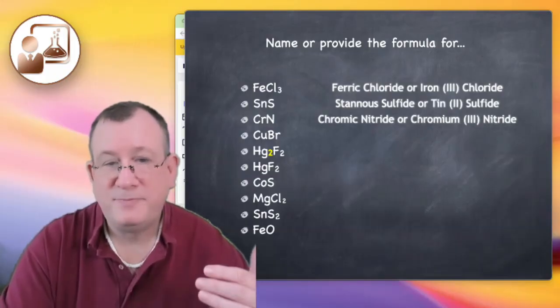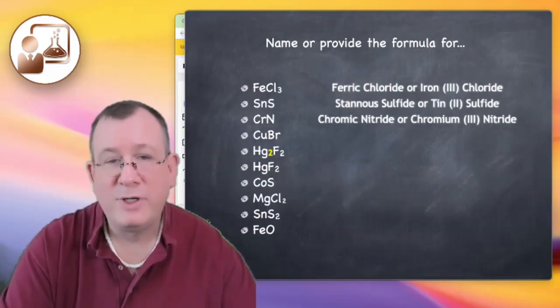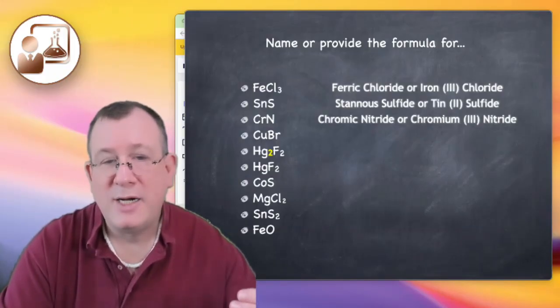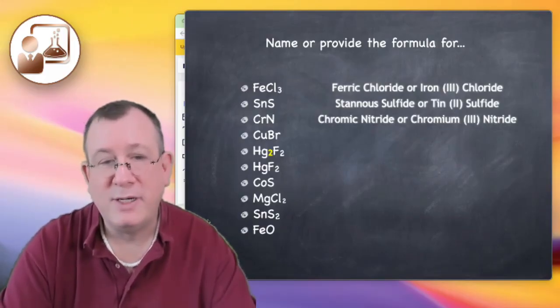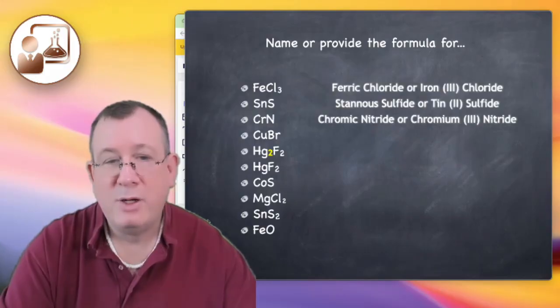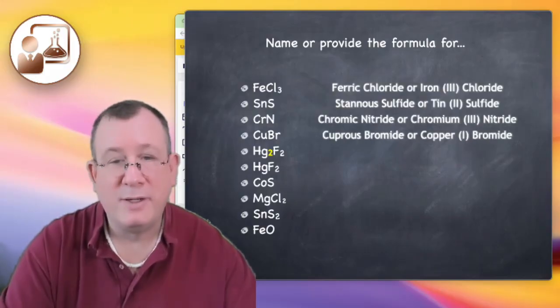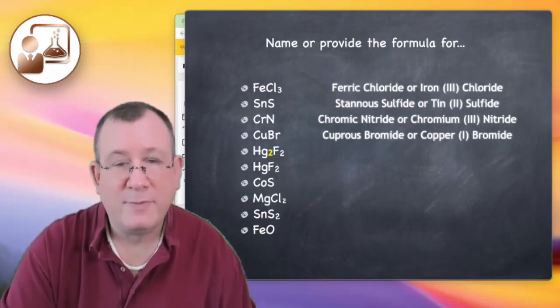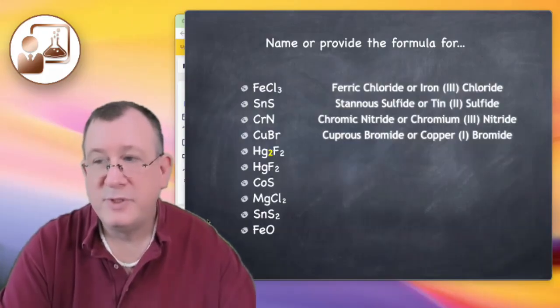The next one, copper and mercury, those are the one-offs. Copper is either a +1 or a +2, but bromine's always a -1. That means copper's got to be a +1. That means it's the small one, cuprous bromide, or said another way, copper 1 bromide. All right, you comfortable with this?